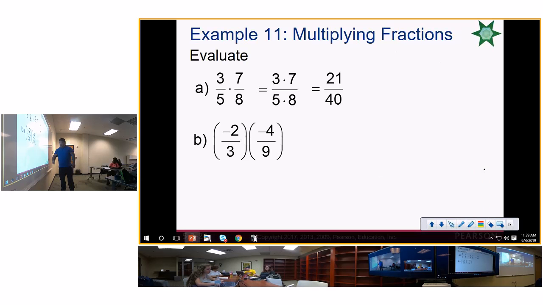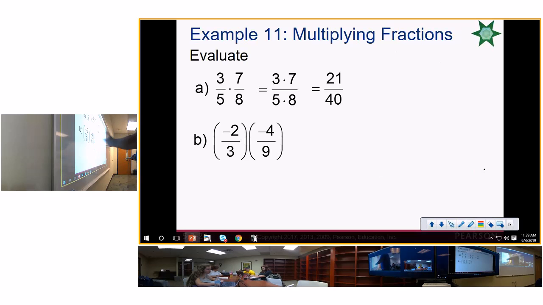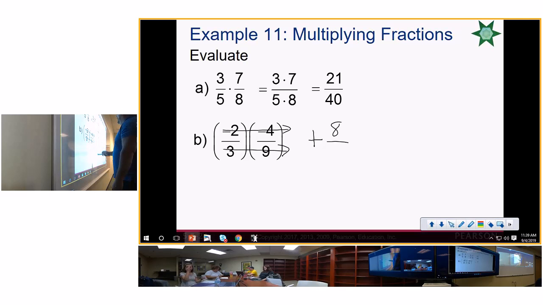Okay, all right. So, does anything cancel? No. Nothing cancels because 3 and 4 are not in common, and 9 and 2 are not in common. But a negative times a negative is what? Positive. So your answer is going to be positive. 2 times 4 is what? 8. And 3 times 9 is what? 27. So your answer is 8 over 27.